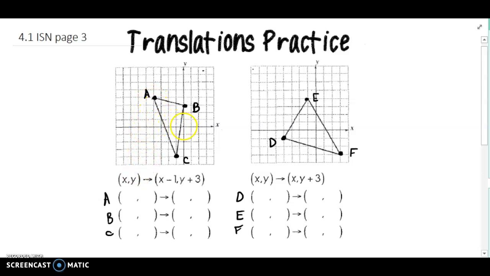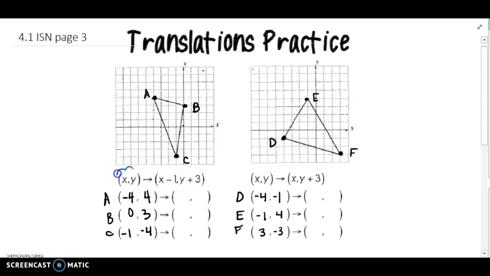So like A is at negative 1, 2, 3, 4. So A is at negative 4, and then it's up 1, 2, 3, 4. So negative 4, 4. B is, my x value is 0, and I'm up 1, 2, 3. So 0, 3. So go ahead and do that for C, D, E, and F now. All right, so we're going to go ahead and do this one on the left together.